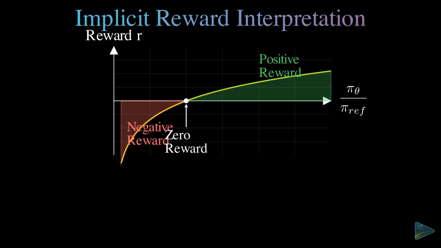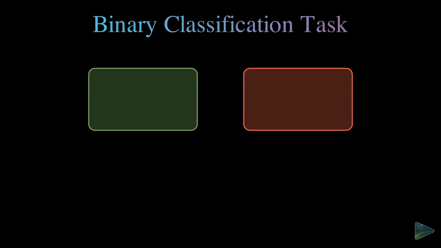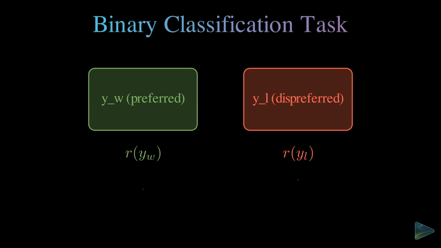The implicit reward naturally captures how much the learned policy prefers each completion relative to the reference. Now we arrive at DPO's brilliant connection. Learning from preferences can be reformulated as a binary classification problem. Given a pair of completions where y_w is the preferred, or winning, completion, and y_l is the dispreferred, or losing, completion, we want to maximize the probability that our model assigns higher reward to y_w.